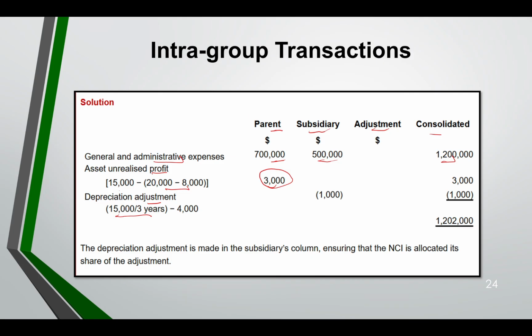So here it is 5,000. This is 5,000. And this depreciation is in the buying. It is transferred to subsidiary. So the depreciation adjustment is in the subsidiary's column, ensuring NCI is allocated its share of the adjustment. How is this? 4,000.